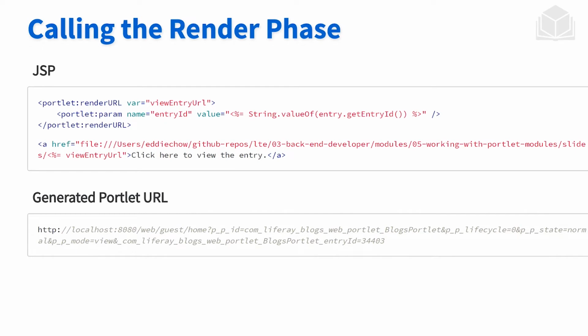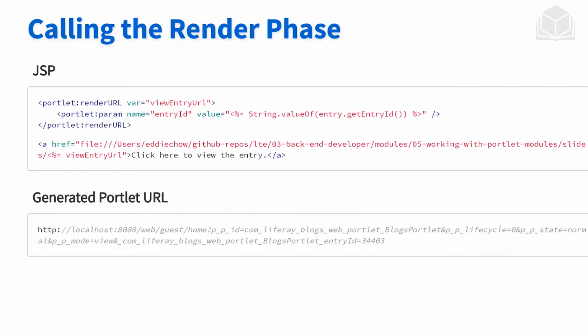Now, there's a couple different ways in which we can call the render phase. The init phase is called for us. We don't need to worry about it. So there's a couple different ways, but the one that's the most important to us is over on the JSP side. We have these things called render URLs. The render URL is what we can use to invoke the render phase. We take these render URLs and we can bind them to something like a link or a button. And once that link or button is clicked, then the render phase is invoked by the user.